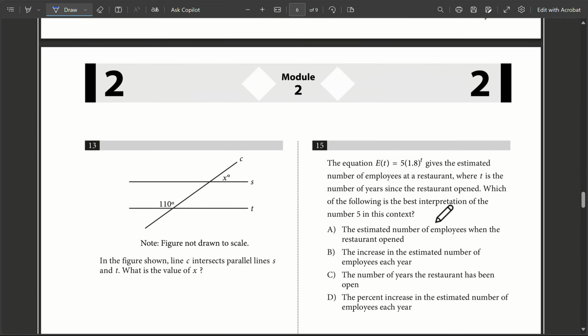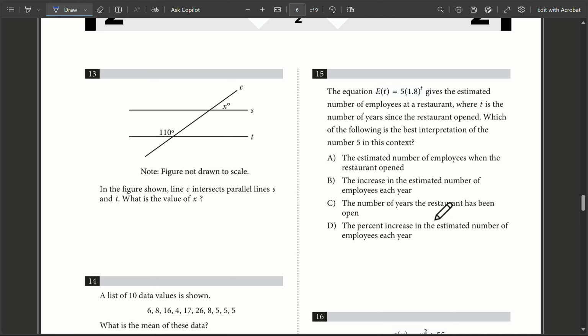Moving on to number 13. In the figure shown, line C intersects parallel lines S and T. What is the value of X? Okay, so we have a corresponding angle right here. This becomes 110. And we know that the angle on a straight line is equal to 180. So to find X, we then say 180 minus 110. And that gives us 70 degrees. That is the value of X.